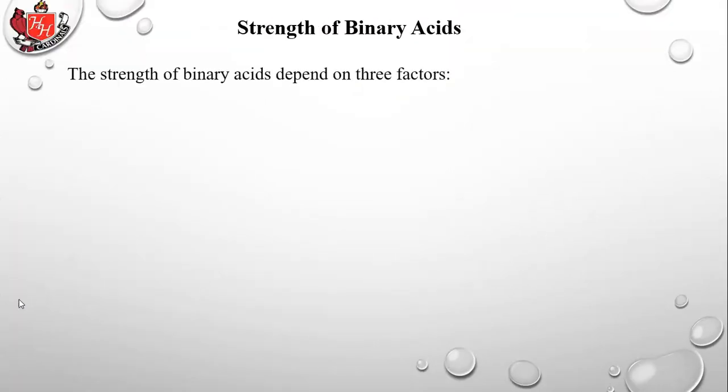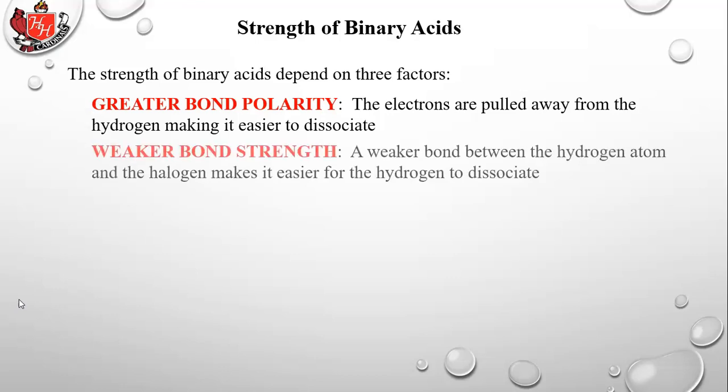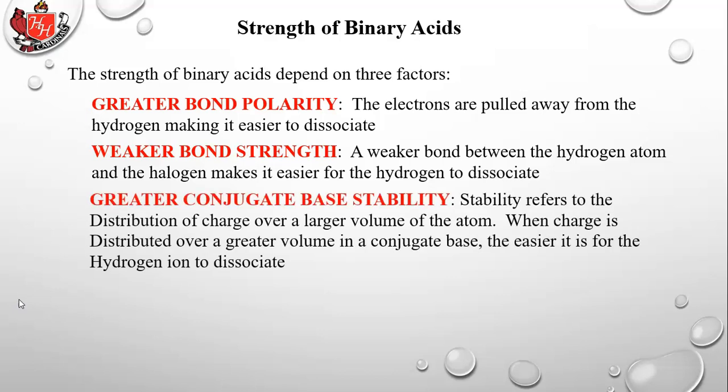The strength of binary acids depends on three factors. Greater bond polarity. The electrons are pulled away from the hydrogen, making it easier for it to dissociate. Weaker bond strength. A weaker bond between the hydrogen atom and the halogen makes it easier for the hydrogen to dissociate. And finally, greater conjugate base stability. That stability refers to the distribution of charge over the volume of the atom. When the charge is distributed over a greater volume in the conjugate base, it is easier for the hydrogen ion to dissociate. So in other words, once the hydrogen has left, the bigger the conjugate base, the easier it is for the hydrogen to dissociate and move away.